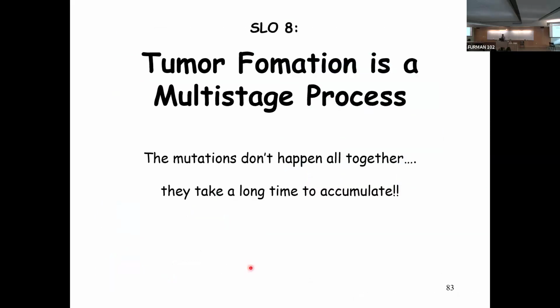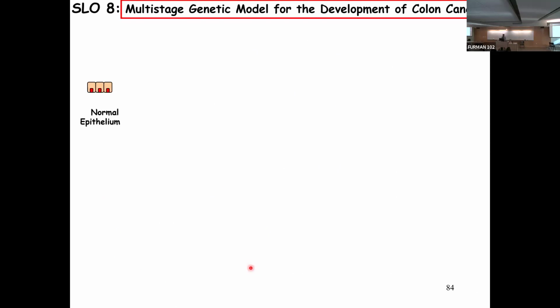All right. So what we are going to do next is to go over tumor formation, which is a multi-stage process. Okay. Now, I mentioned that tumor formation is a multi-stage process, so it takes a long time to accumulate. I'm going to take two examples. The first is in the context of colon cancer, and the next is skin cancer. And you will see that they are very similar in certain aspects and distinct in others.